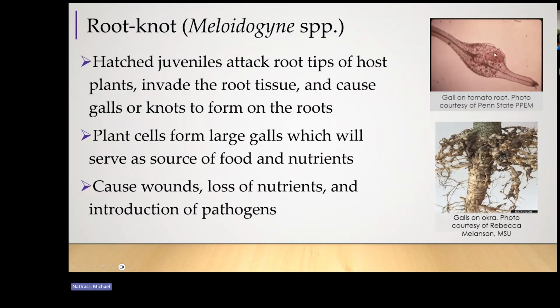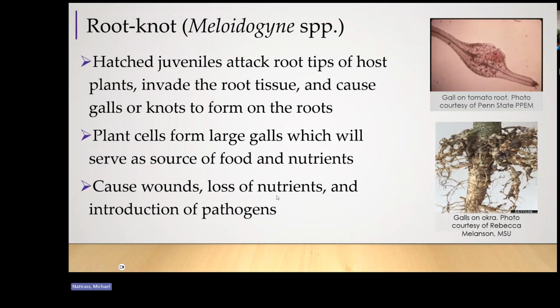So here is our gall caused on this tomato root. And again, you got to see this under a microscope. So here is this gall, this sort of infection that is sucking all of those nutrients out. And then we have these galls on okra.